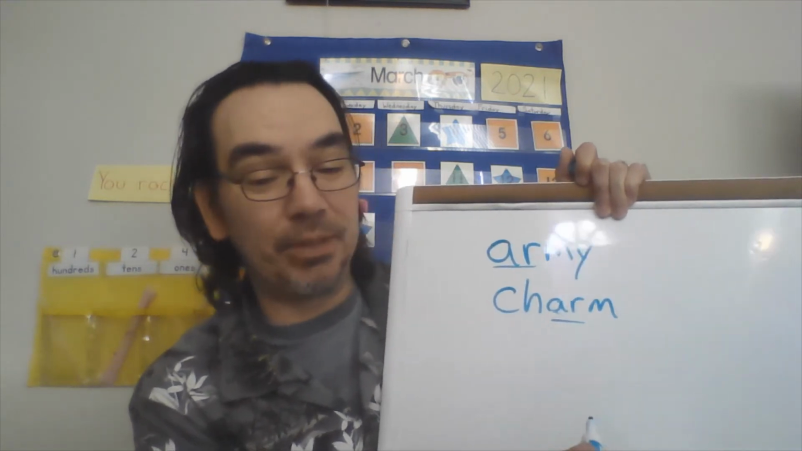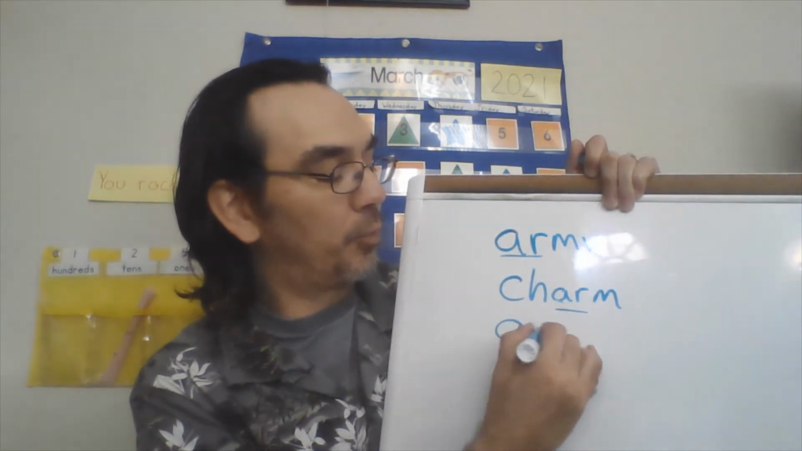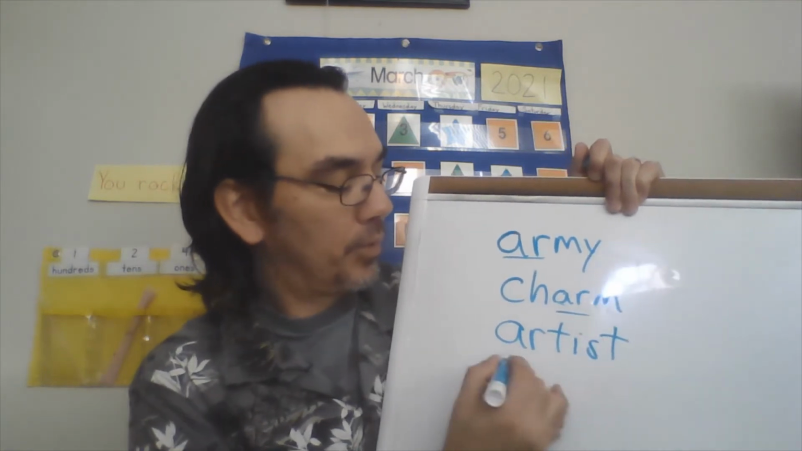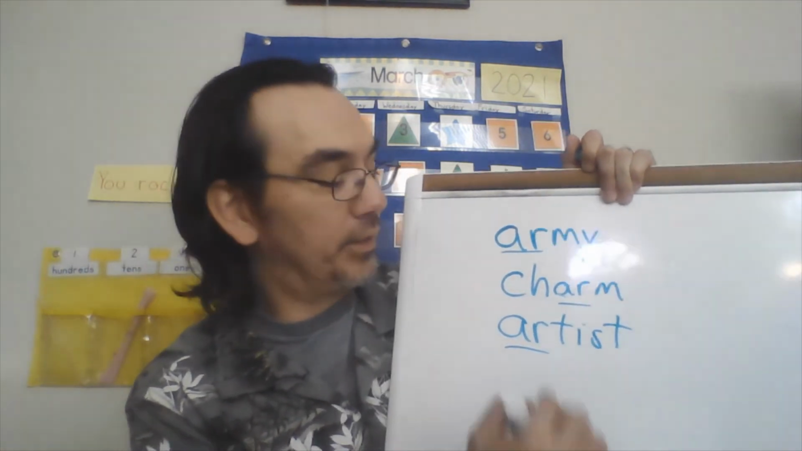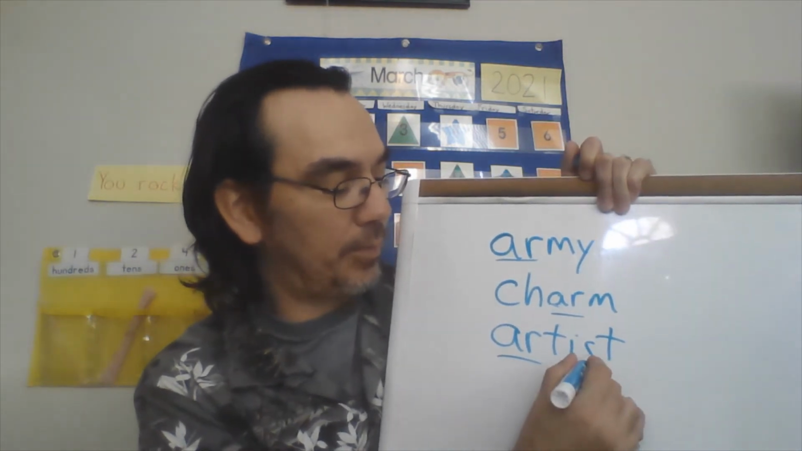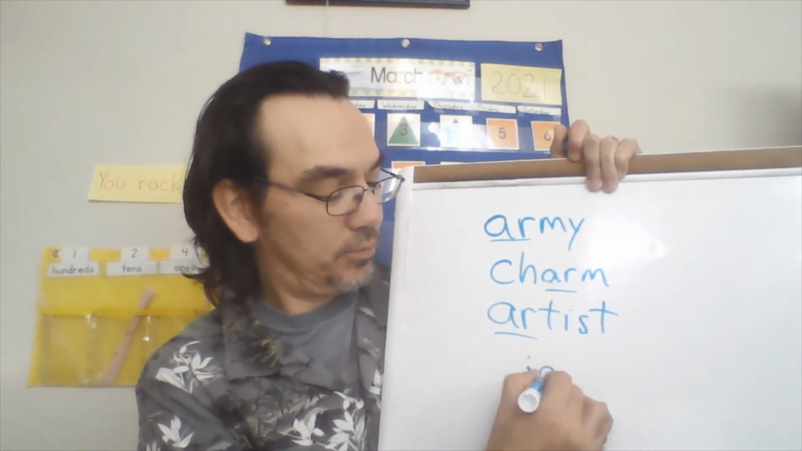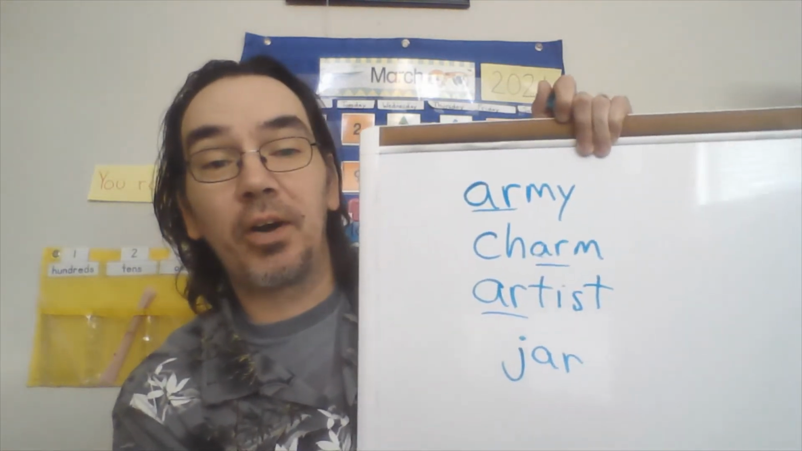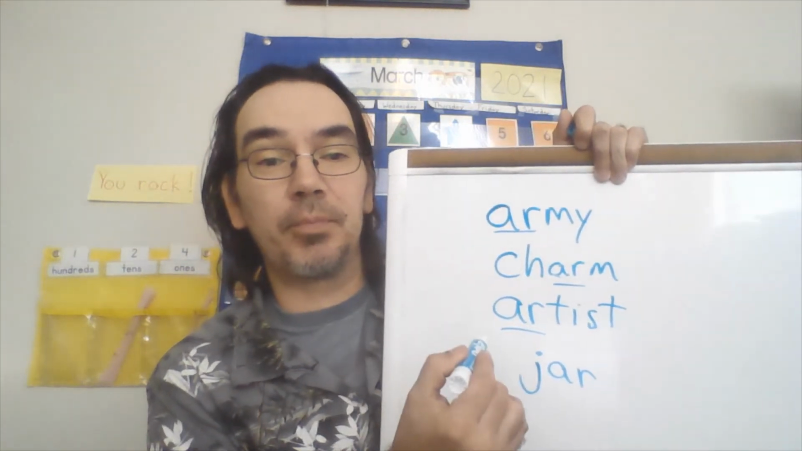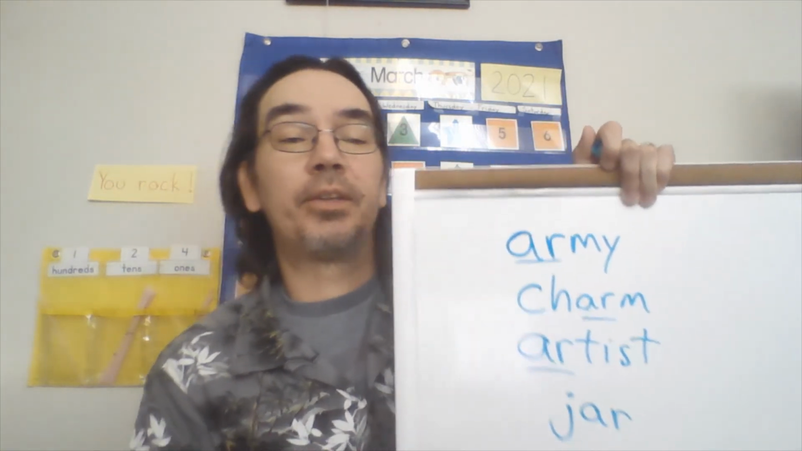And charm. I like how this one has the AR at the beginning of the word. This one has it in the middle. Charm. There's another one with it at the beginning. Artist. Artist. Not the best S there. A little bit sloppy. Let me clean that up a little bit. Artist. And jar. Army. Charm. Artist. Jar. Thank you very much, Emma, for helping us out with our AR words. Remember, if you out there find some, please send them in right away.